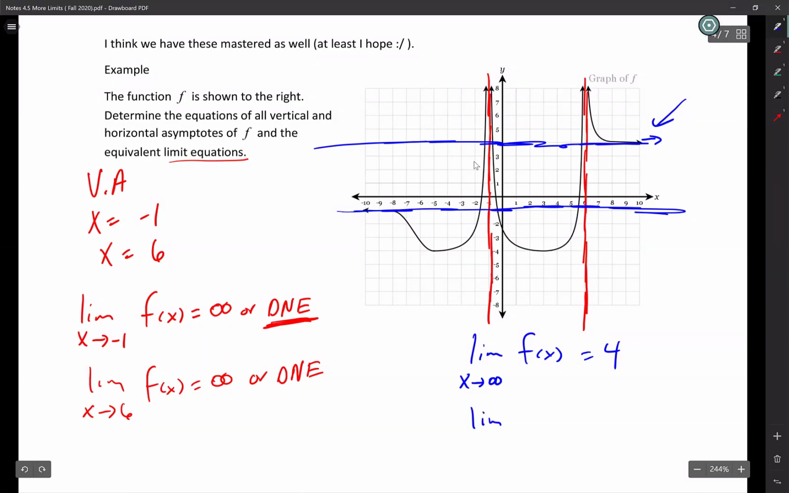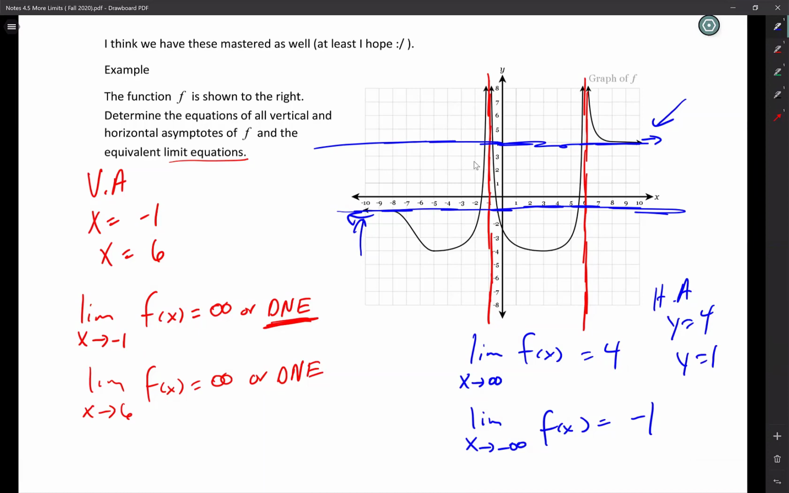And then limit as x approaches negative infinity of that same function. So now I'm looking at this line because it's approaching to the left there. And that looks like it's going to -1. Oh, and horizontal asymptotes, right? Horizontal asymptotes, y equals 4 and y equals -1. Isn't it -1? -1. Man, what's wrong with me today? I wrote -1 down there, but I didn't put -1 up there. Silly.